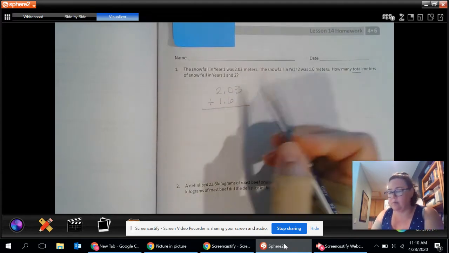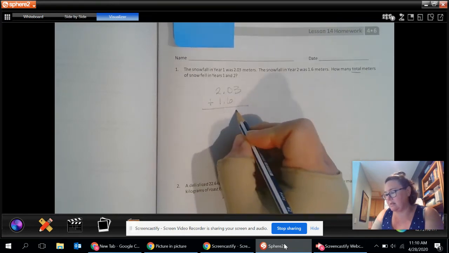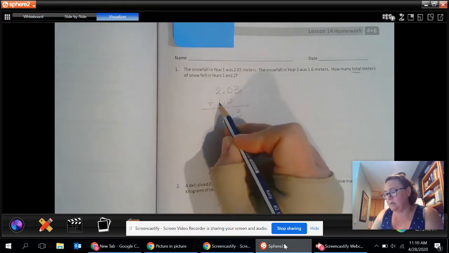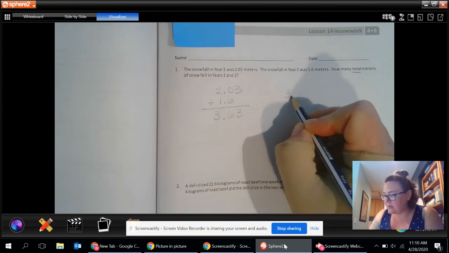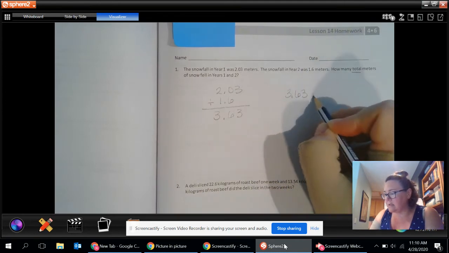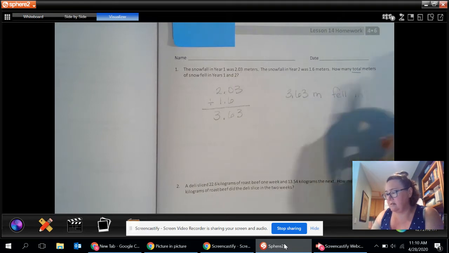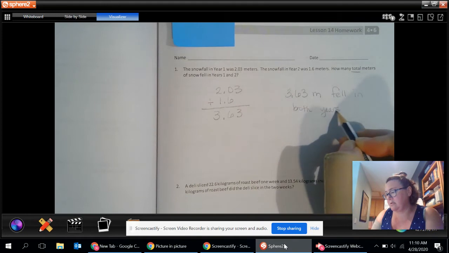6/10. And again, we want to make sure we're lining up these decimals. 3 with nothing is simply 3. 0 plus 6 is 6. 2 plus 1 is 3. So the answer is 3 63/100 meters fell in both years.